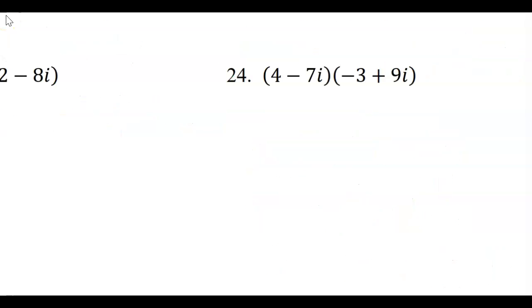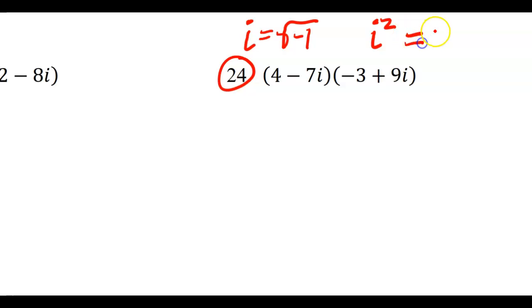Try 24. What we want to remember about things like this, 24, is that I have i. So if I just see i, that's fine, but I need to remember that i is really a value of the square root of negative 1. And if I have i squared in my problem, which I will have here because of multiplying, when I see an i squared in my answer, I should replace that with negative 1. So i squared should turn into negative 1 always.